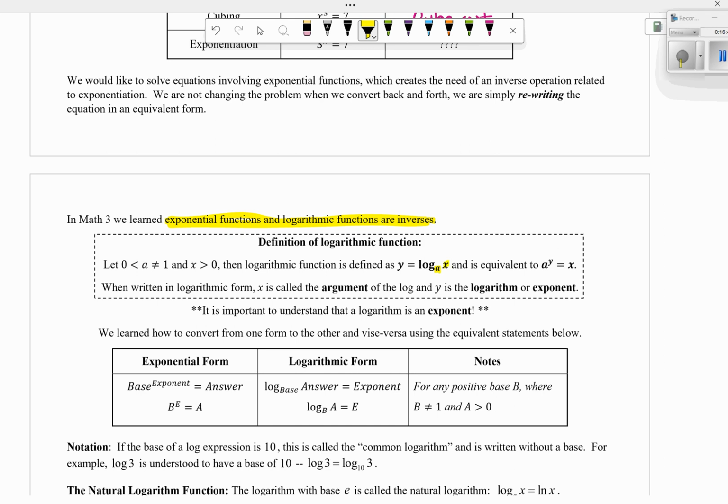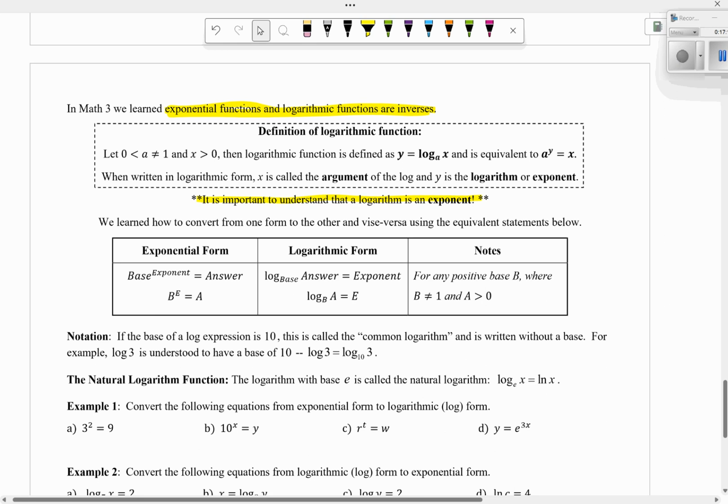And our x value that we're taking the log of has to be greater than 0. So if that's true, then the logarithmic function y equals log base a of x is equivalent to a to the y equals x. So when written in logarithmic form, x is called the argument of the log, and y is the logarithm, or we say the exponent. So it's important to understand that the logarithm is an exponent. So the answer to the log is an exponent, which we talked about a lot last year. So we learned to convert from one form to the other and vice versa using equivalent statements below.